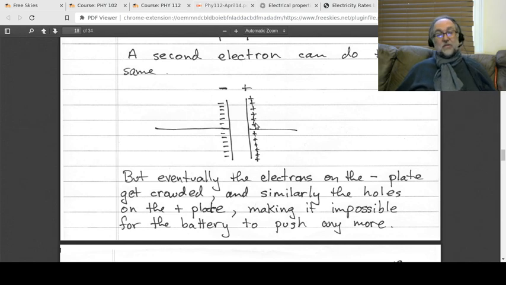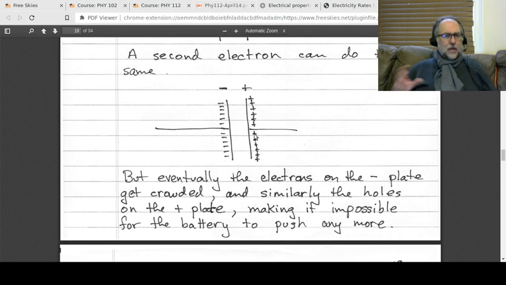And so the positive is saying, look, we don't want to get rid of any more of our negatives. And so the battery, as it keeps pushing charge on, finds it harder and harder to push more and more electrons onto the negative and to pull more and more electrons off of the positive. Eventually, at some point, the capacitor is saturated, and so for a particular voltage, you only get so much charge built up on that plate.